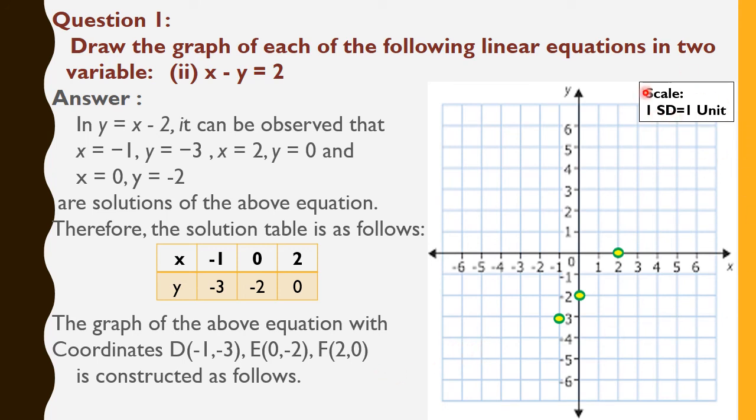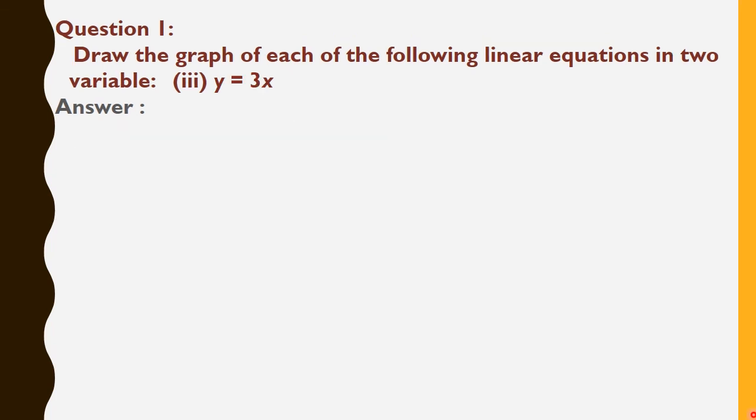So we are plotting the scale. We have taken one small division as 1 unit and then plot the points. After plotting the points, we can also label them with the names given here and now join all the points with a straight line. This straight line represents x minus y equals 2 and the points on it all satisfy this equation.